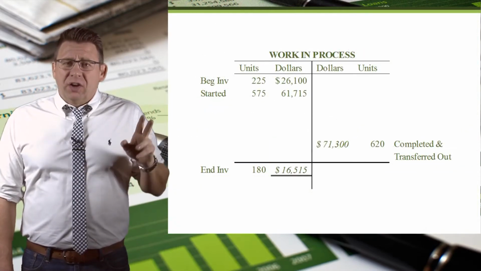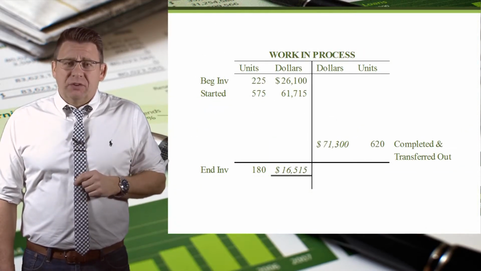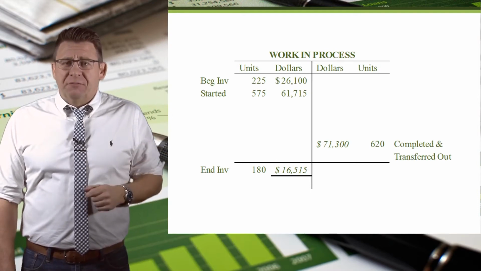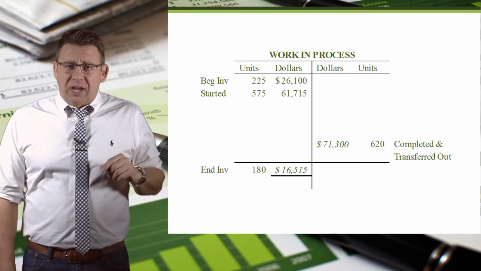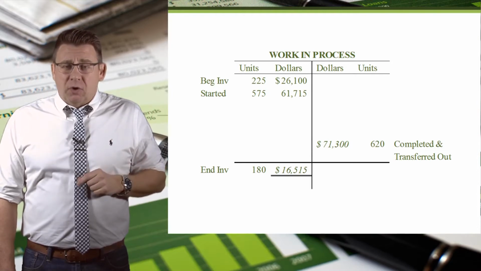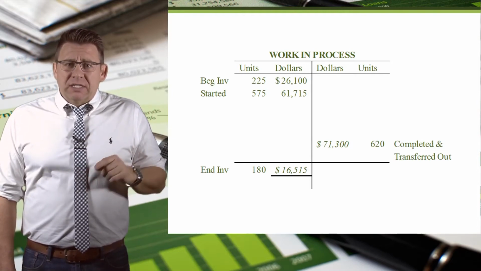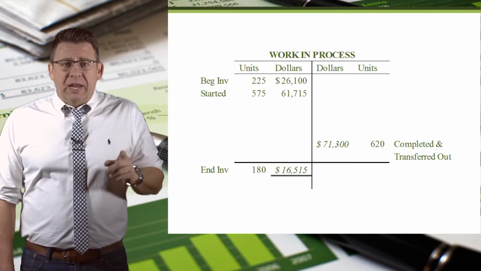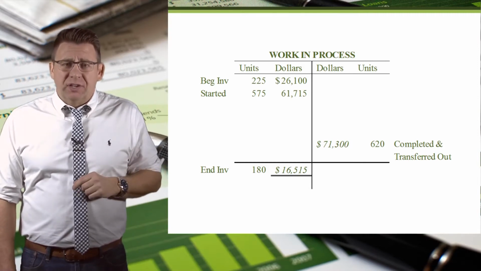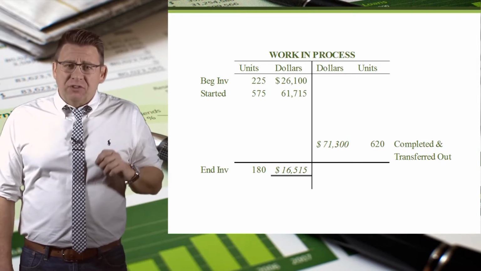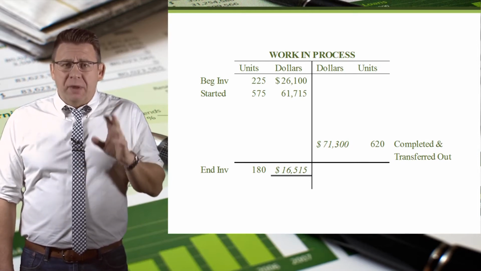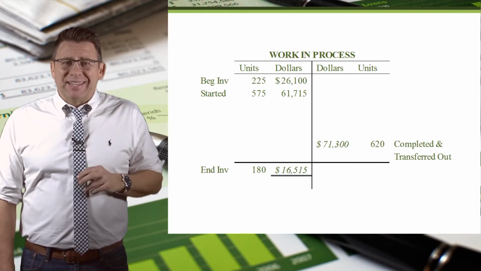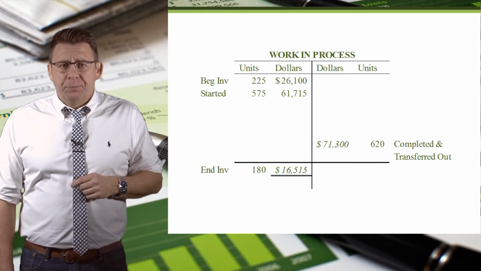So one final look at the WIP T account with these numbers included. This T account balances because the $87,815 of production costs that need to be accounted for can be. $71,300 was transferred out to the next process with the completed units. $16,515 remain in WIP with the partially completed units as ending inventory.